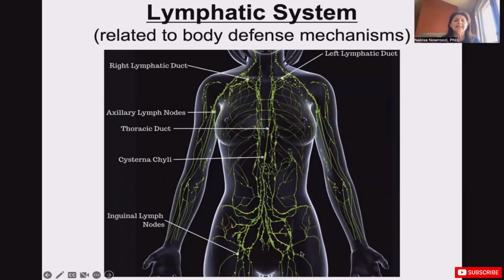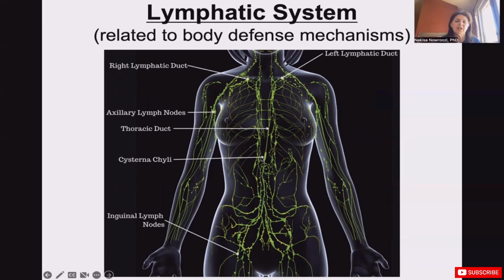Here you're looking at the lymphatic system. This is related to the body's defense mechanism. We are looking at these little dots. They are lymph nodes, and depending on where they are, the name comes from it. Inguinal lymph nodes. These are under the arm, so they're axillary lymph nodes. And this passageway, this duct, is called the thoracic duct. It's in the thoracic area.